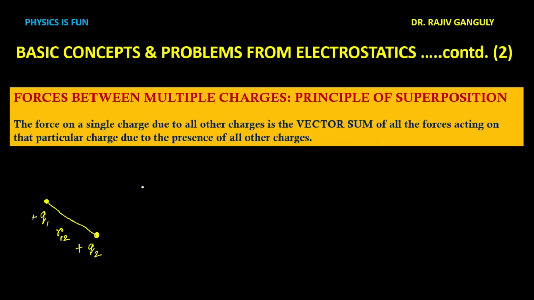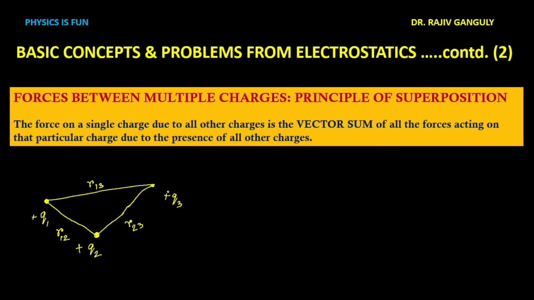Now what we do? We place another charge here, and we call this charge, say, plus Q3. Now we want to understand what will be the implication of the presence of this charge. Very simple. If we draw the distances, we call this distance here R23, and this distance here R13.